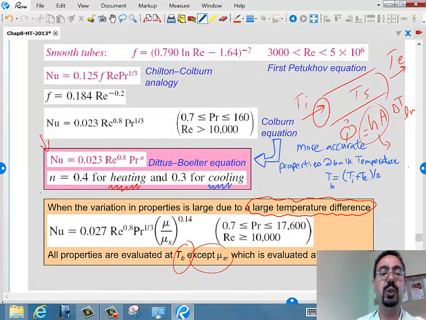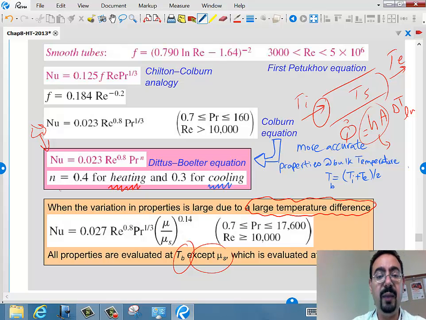Right? So for example, we finished with this last time, and we said this is the equation for the Nusselt number, and this power was 1/3, but then later in this correlation by Dittus and Boelter, they said, well, it actually gets more accurate if this 1/3 becomes 0.3 for cooling and 0.4 for heating. And we will solve an example in a minute about this.